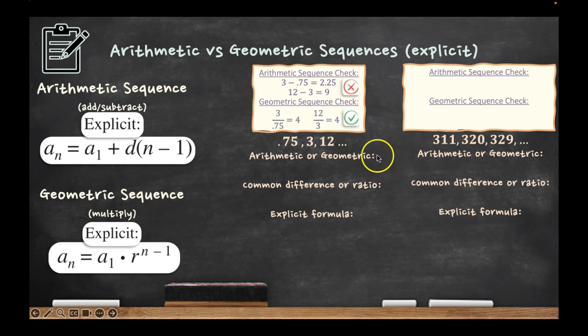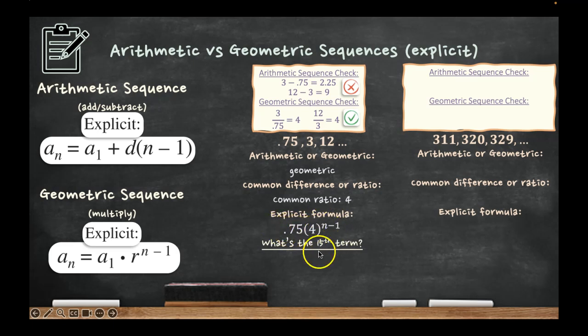All right, so once we do our arithmetic and geometric sequence check, we know that it's geometric. And our common ratio is 4. So when I write my equation, I know 4 goes here. My first term is 0.75. And then now, if I'm looking for my 15th term, I replace n with 15. So this is my explicit formula. When I replace n with 15, that will be my final result right here.